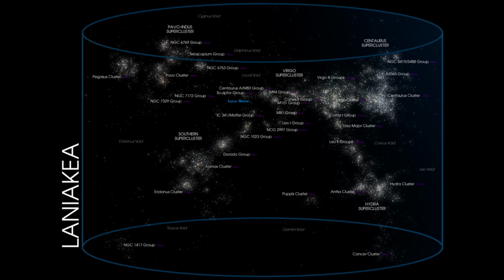What is a supercluster? A supercluster is a collection of 3 to 10 clusters. It could be more, but usually it's going to be 3 to 10 clusters. And if you look at Laniakea, you can see a number of clusters. You can see in the bottom right the Hydra cluster. You could see in the top right a bunch of clusters, and so too with the upper left and the bottom left. And this is what superclusters look like. They look like collections of clusters.